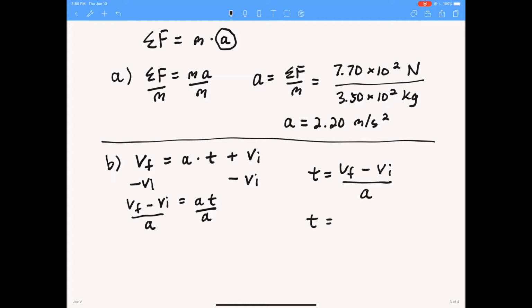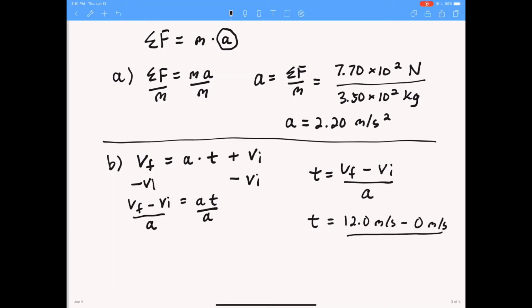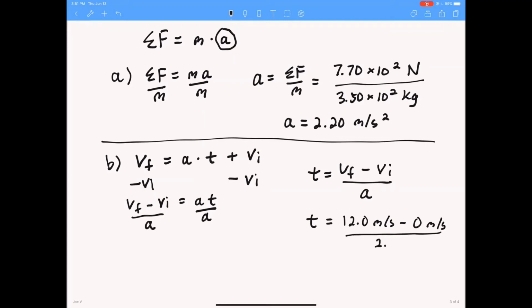Time equals, our final velocity is 12.0 meters per second minus 0 meters per second because the object starts from rest, divided by the acceleration we solved for, 2.20 meters per second squared. Your final answer is 5.45 seconds.